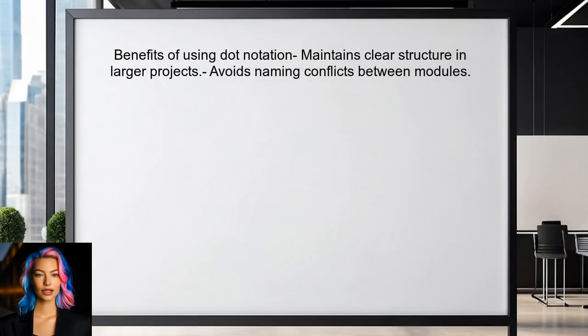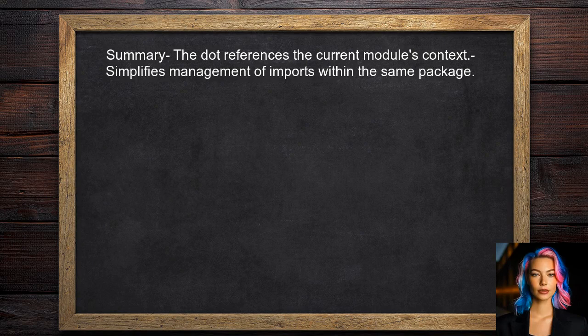Using the dot notation is particularly useful in larger projects where modules are organized into packages. It helps maintain a clear structure and avoids naming conflicts. In summary, the user can think of the dot as a way to reference the current module's context, making it easier to manage imports within the same package.